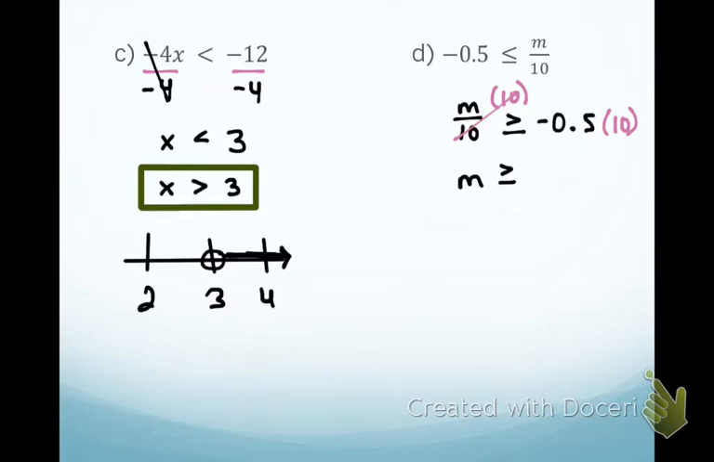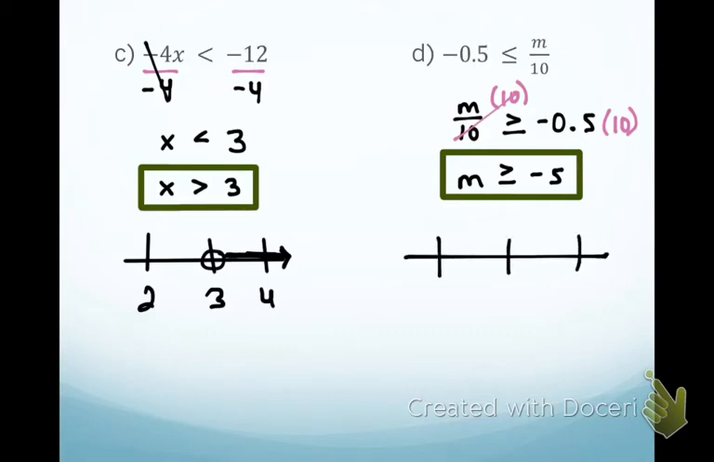Let's focus on this right here, just the girls. I have a negative times a positive. My answer has to be negative. You're allowed to use a calculator, but let's just think about 0.5. What fraction is 0.5? Half. Okay, so what's half of 10? 5. So my answer is m is greater than or equal to negative 5. If you don't know that in your head, it is okay to use your calculator. But just remember, 0.5 always equals a half.